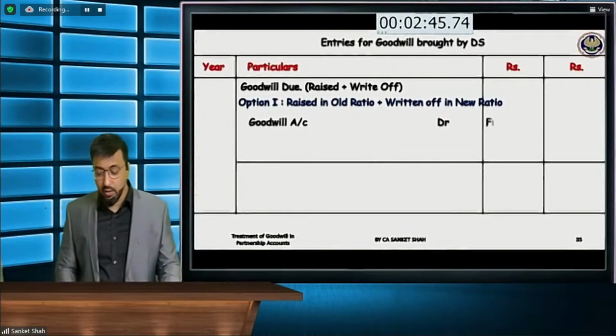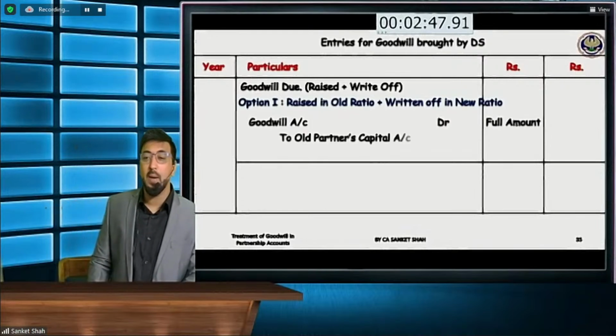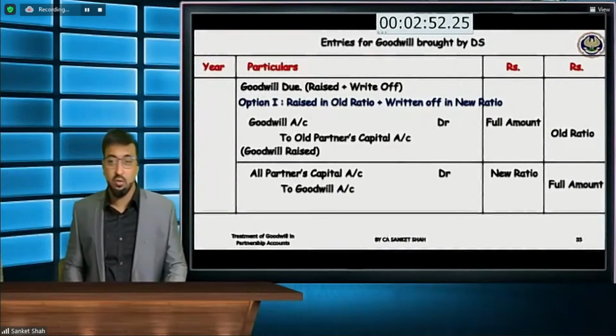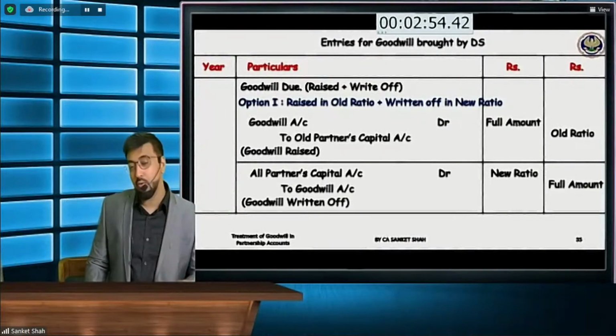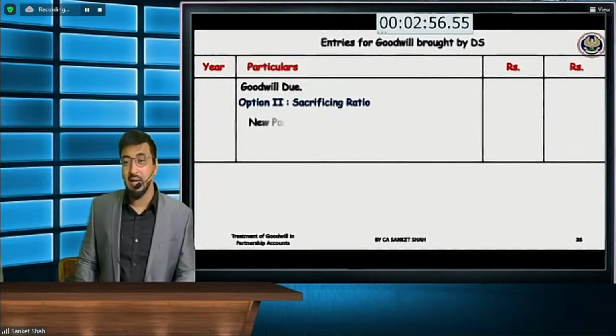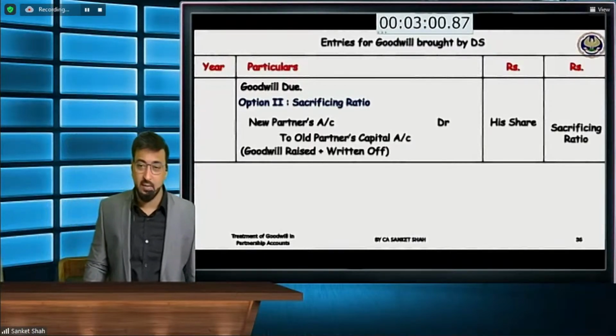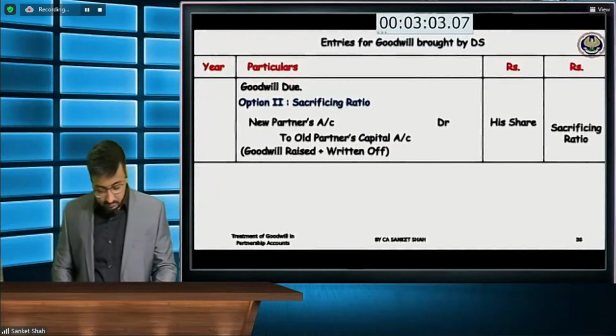And goodwill has two entries. Goodwill account debit to all partners if done by full amount, and all partners account debit to goodwill. So this is option number 1, by full amount. And option number 2 is the sacrificing ratio: new partner account debit his share to all partners in sacrificing ratio. So this is a quick revision.